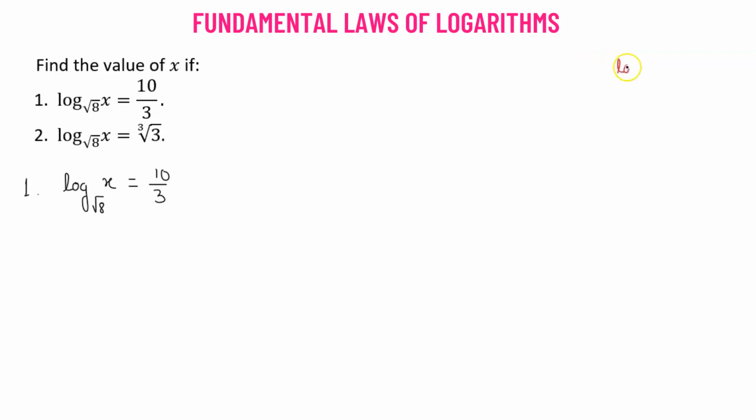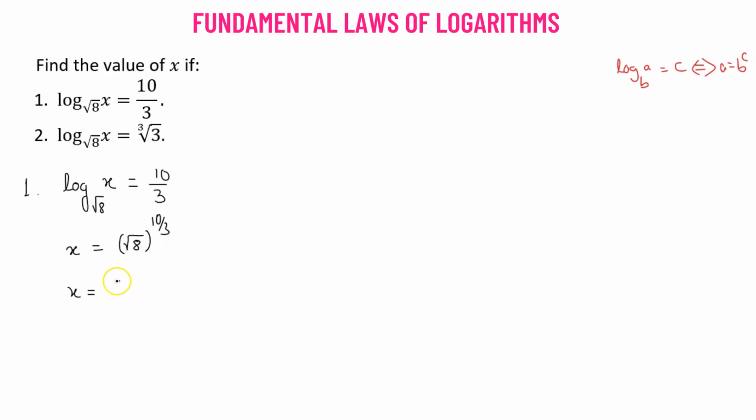So that means if we have log of a with the base of b equals c, then this would mean that we have a equals b raised to the power of c. This will give us x equals square root of 8 whole raised to the power of 10 divided by 3. So this is the value of x, but we can further simplify this.